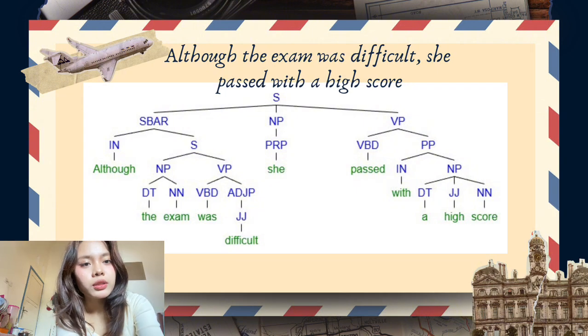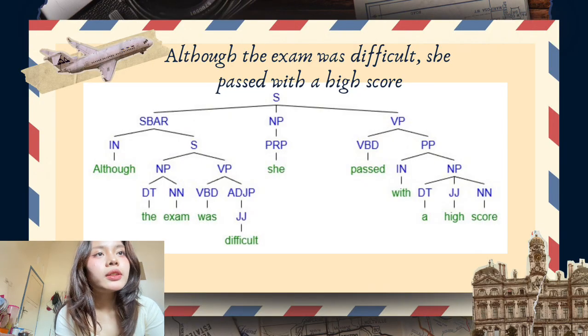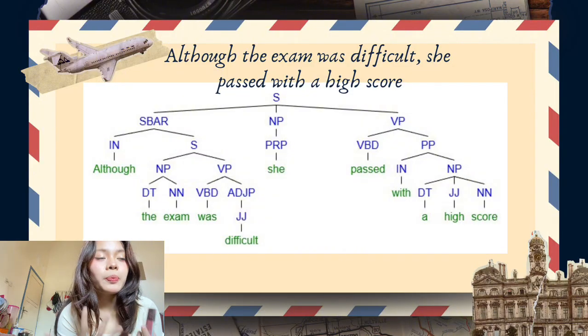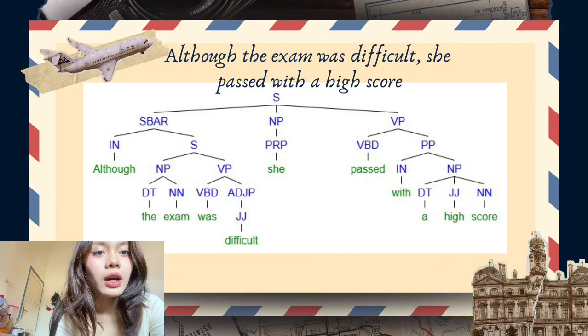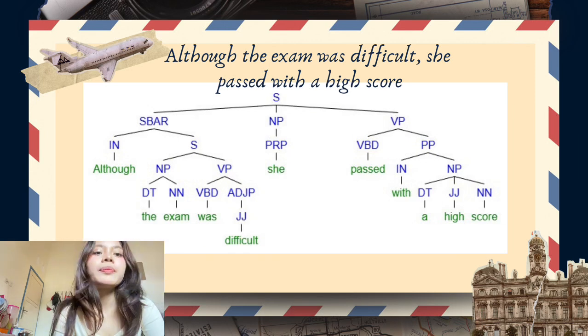And today I would like to explain the example and the next three diagrams. So the next three diagrams, number 3. We use the although clause as a concessive clause. The sentence, although the exam was difficult, she passed with a high score, contains a subordinate clause, although the exam was difficult, and the main clause.